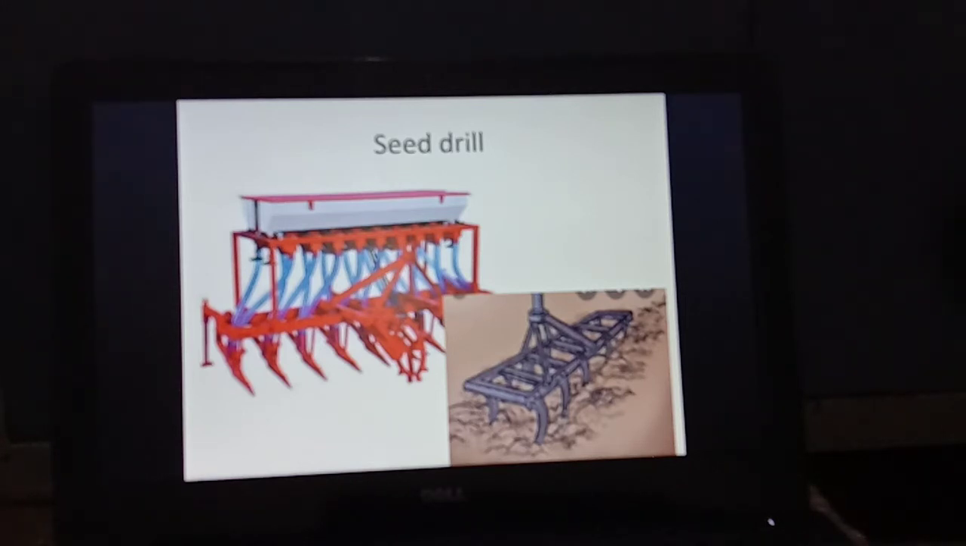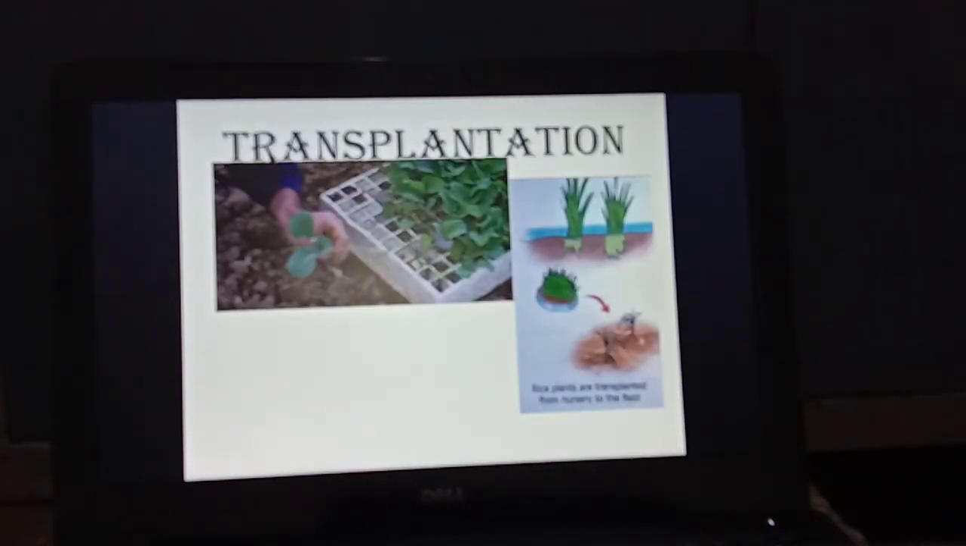Now the next, that is transplantation. In plants like tomato, rice, chilies, etc., the seeds are not put in the field directly but are sown in seed beds in nurseries. The seedlings are selected and then transplanted, that is, transferred to the field.